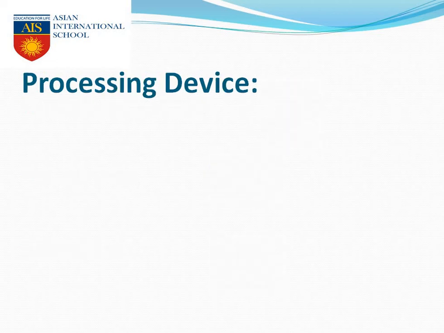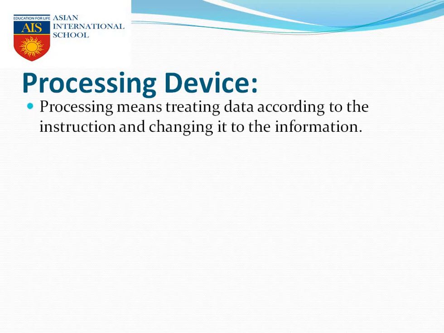Now processing unit. While thinking about processing unit, what comes to our mind is CPU, central processing unit. Processing means treating data according to the instruction and changing it to information. That means the purpose of a processor is to change the data to the information based on some instructions. I think I'm clear. The purpose of processing is to change the data to the information based on some instruction.